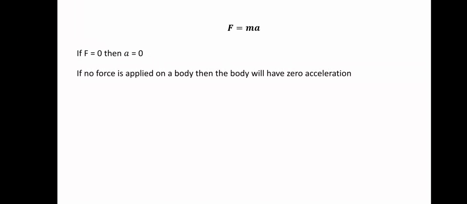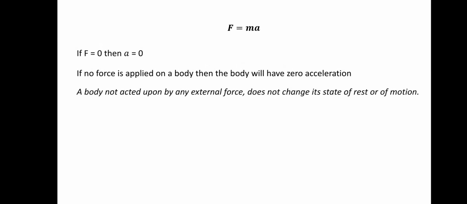This means that if no force is applied on a body, then the body will have 0 acceleration. This means no acceleration will take place if there is no force applied on any given body. So we can understand from this that a body not acted upon by any external force does not change its acceleration. That means it does not change its state of rest or of motion. And this is Newton's first law of motion. So from Newton's second law of motion, we also get the proof of Newton's first law of motion.